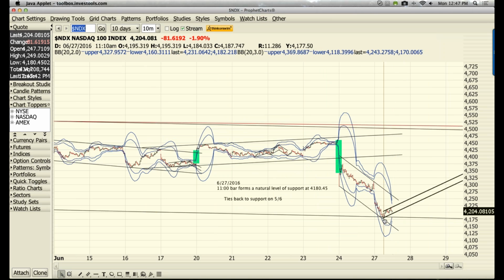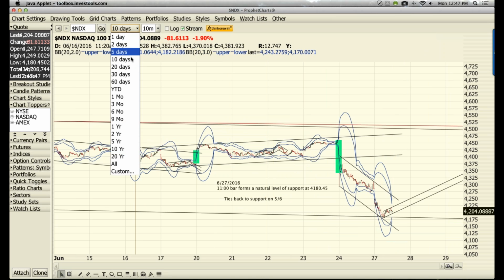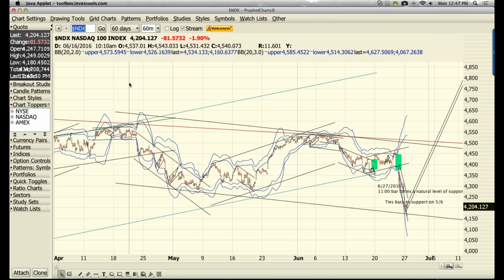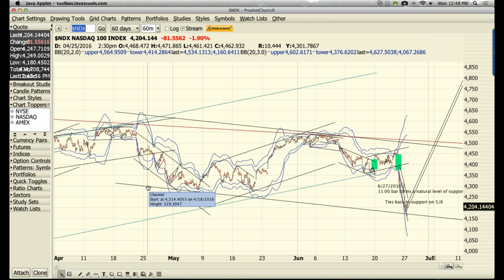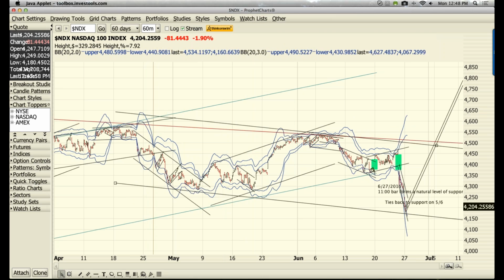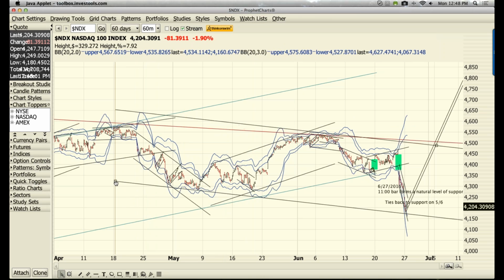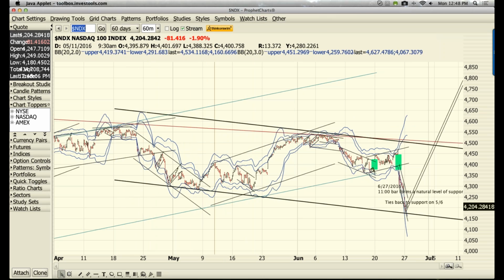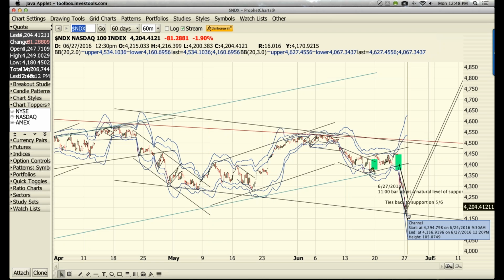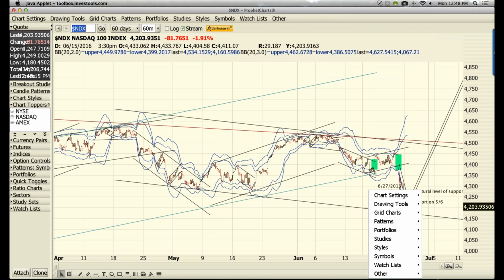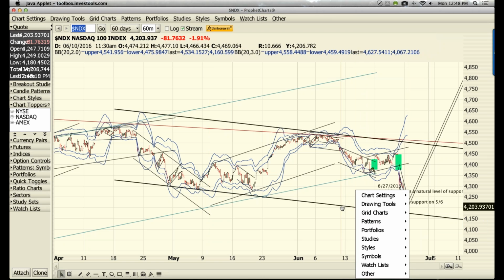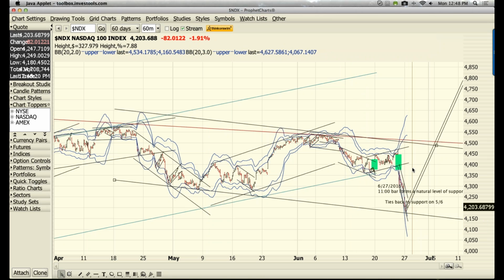But the interesting thing to me also is that this natural level of support at 41.80 ties back to support on May 6th. So if I pull up a 60-minute chart here, just need to do a little bit of adjustment here. I've been tweaking my charts a little bit as I've been monitoring this. So here's the low that hit on May 6th, right here. And it ties into a declining cycle. Now I'm going to do one other quick adjustment here. Just want you to see how this is done in real time.